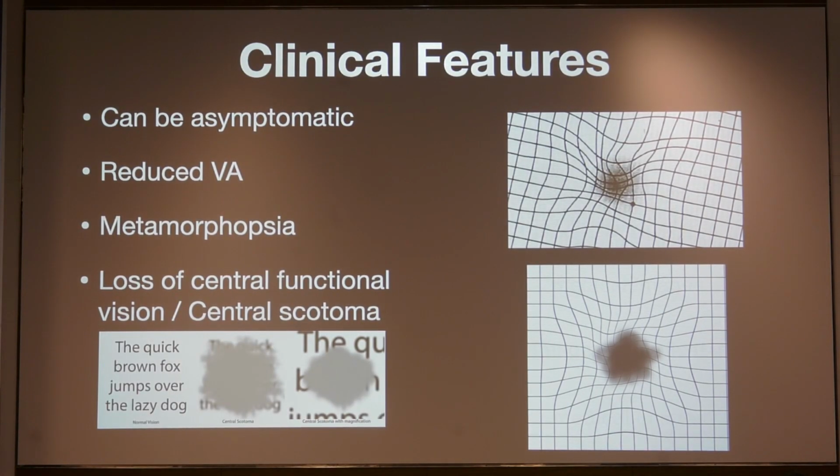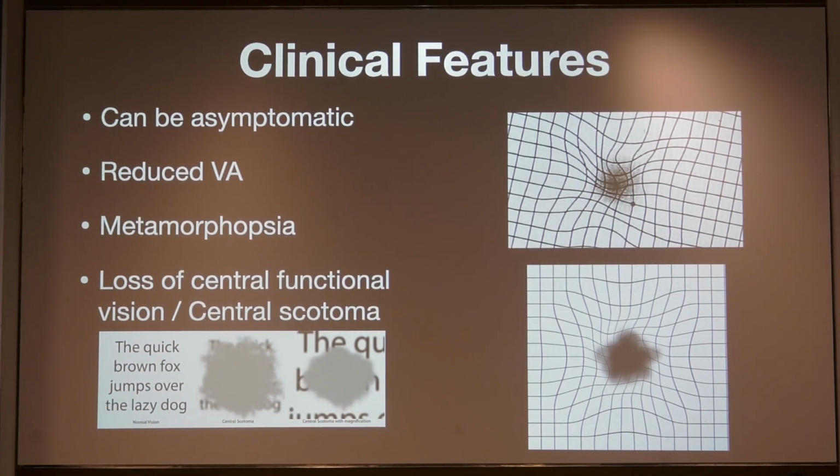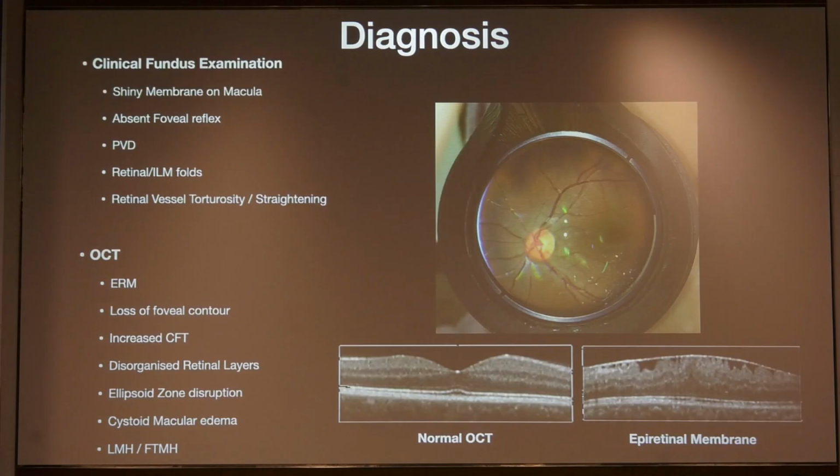Clinical features can be anything from a routine examination. Patient can be asymptomatic. It can be picked up on a routine examination. They can have reduced vision, metamorphopsia, or loss of central vision and scotomas, like seen in these pictures.